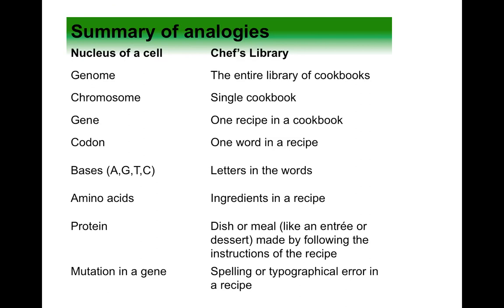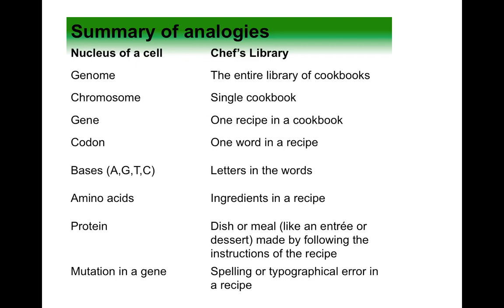So a genome is all of your cookbooks. It's all of your chromosomes together. A chromosome is a single cookbook. It's a bundle of DNA. Your gene is just one recipe in that cookbook. A codon is one word in the recipe, yeah? So if we're thinking of DNA, a codon is just 3 of those bases in a row.